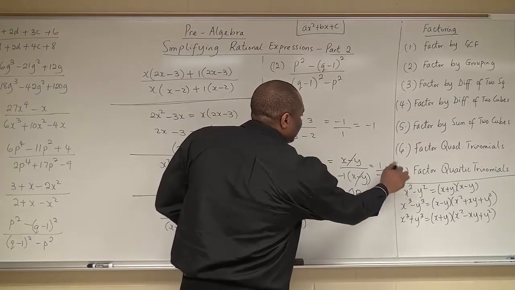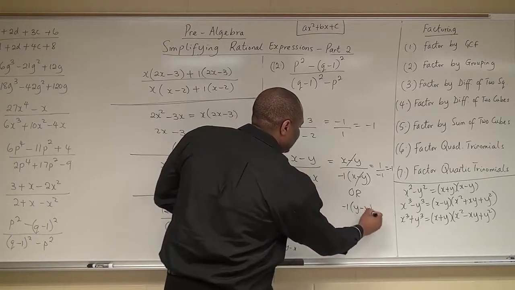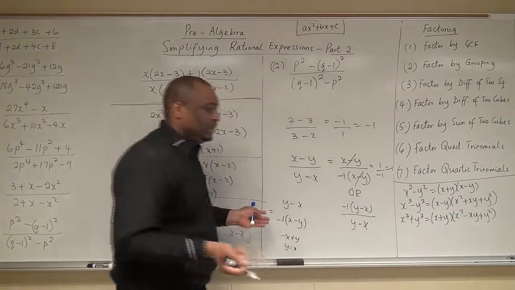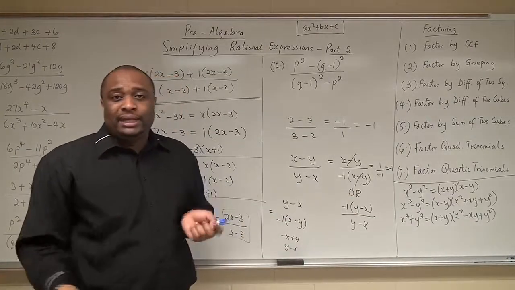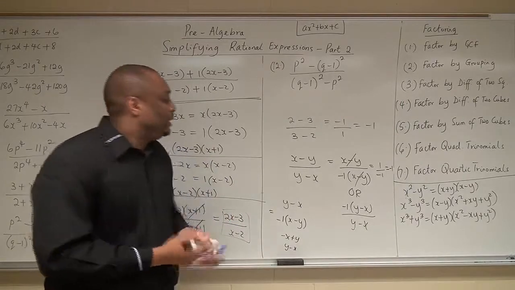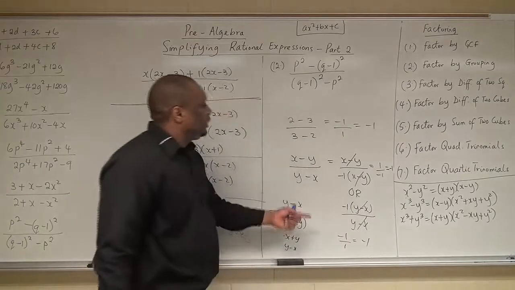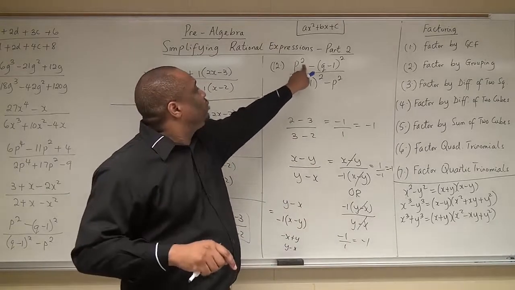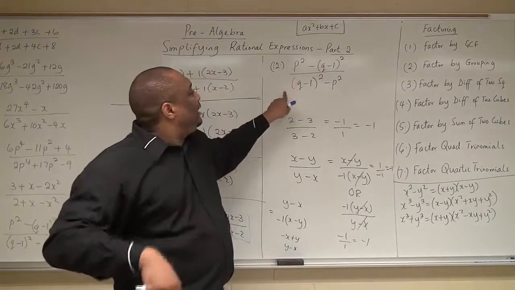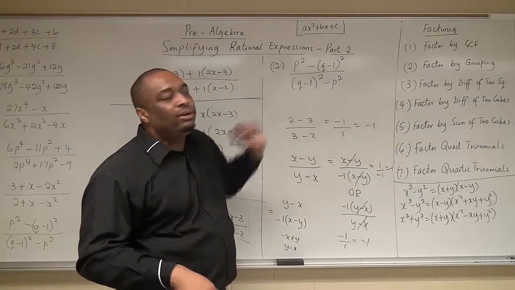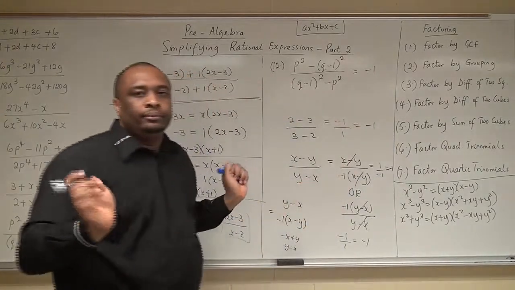Or this is like saying negative 1 times y minus x, over y minus x. Because negative 1 times y minus x will give you negative y plus x, which is x minus y. So now you cross out, this is negative 1 over 1, which is negative 1. So if you look at this, we're looking at p squared minus q minus 1 all squared, and on the denominator, it reverses: q minus 1 all squared minus p squared. This is just negative 1. Simple.